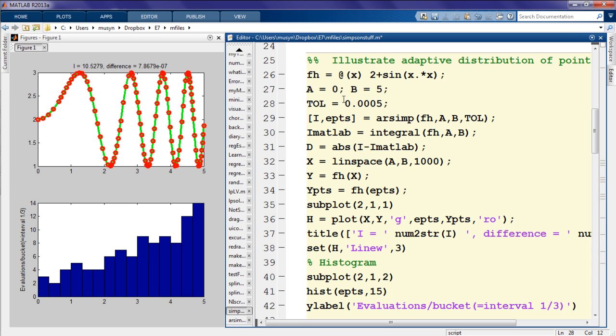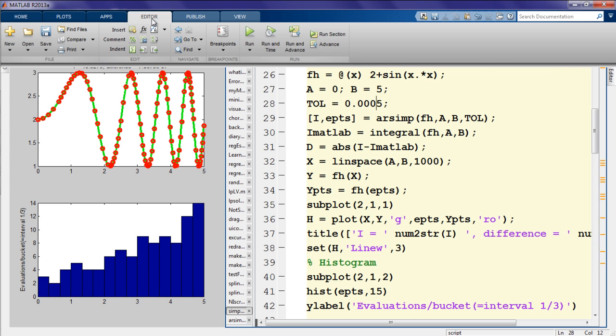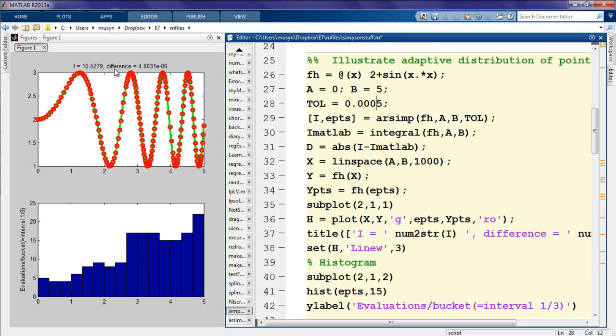Let's try another one, 0.0005. Denser again, same trend of increasing density as x increases, where the function varies more rapidly. The difference between our computed value and MATLAB's is about 4 times 10 to the minus 6, a little bigger than in the past. Remember how our stopping criterion is met: it's when the 1 subdivision approximation is close to the 2 subdivision approximation. Of course, the closeness depends on how many layers of recursion have occurred, because each time the tolerance is being divided in 2 and separately allotted to each side of the interval.